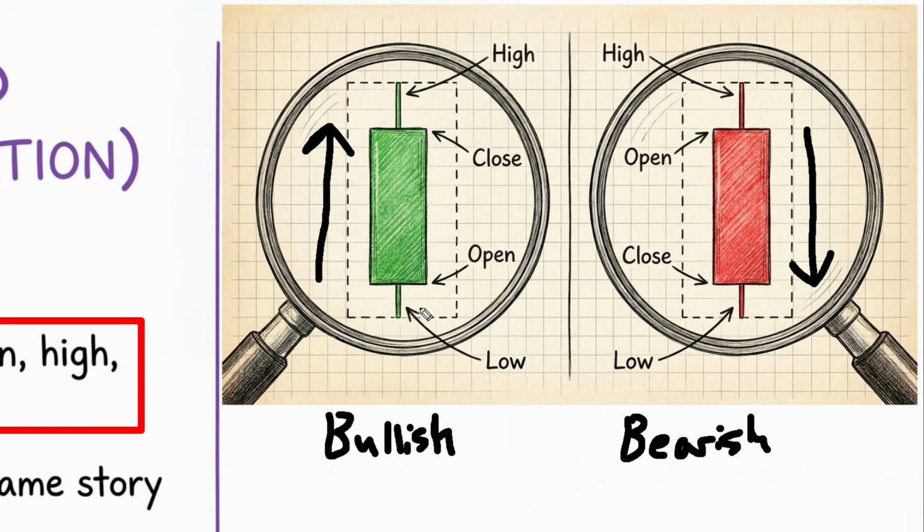And you can see that we have 4 points here. Let me change color. We have the open right here, which is where the price starts, and the close here, which is where the price was at the end of the candle. We also have a low and a high. The low is the lowest point the price reached during that candle, and the high is the highest point the price reached during that candle.